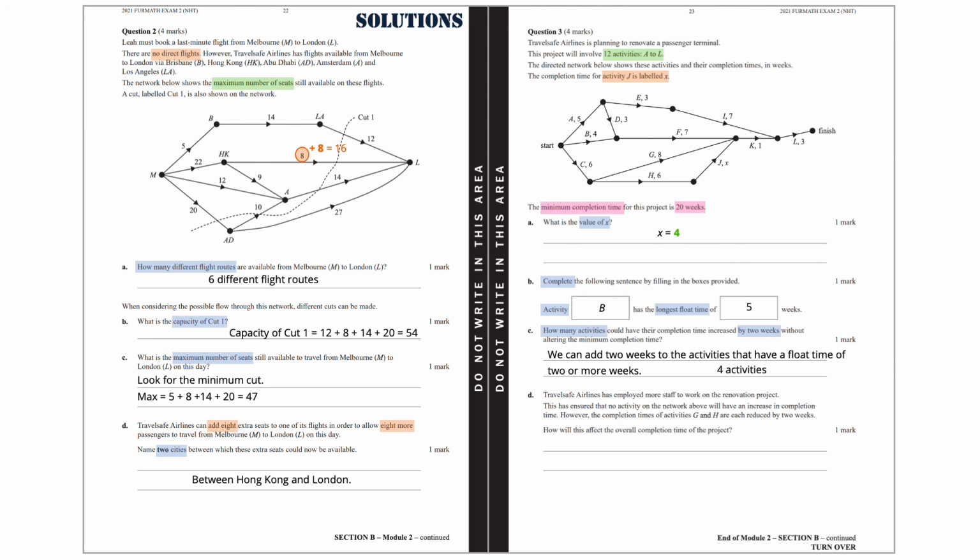TravelSafe Airlines has employed more staff to work on the renovation project. This has ensured that no activity on the network above will have an increase in completion time. However, the completion times of activities G and H are each reduced by 2 weeks. How will this affect the overall completion time of the project?